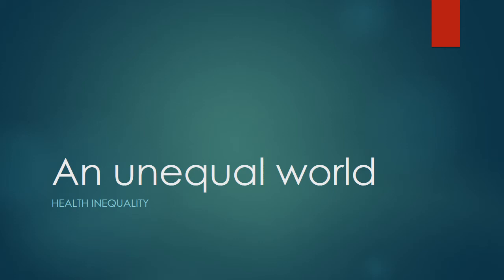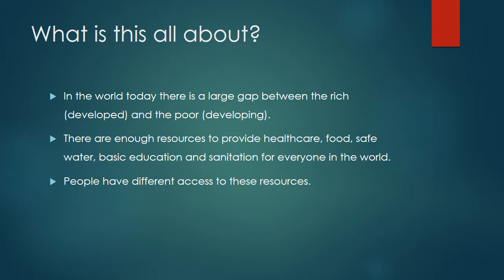Today we continue looking at inequalities in the world, and the focus will be on health. So we've already had a look at the large gap between the rich and the poor people throughout the world. So that's the developed and the developing countries. And we know that there's enough resources in the world for everyone to have enough food and water and education, but we just have an unequal distribution.